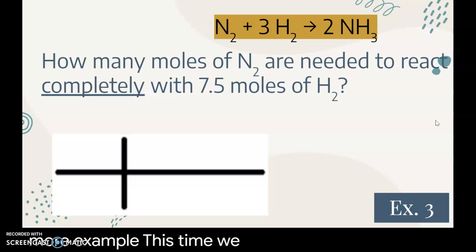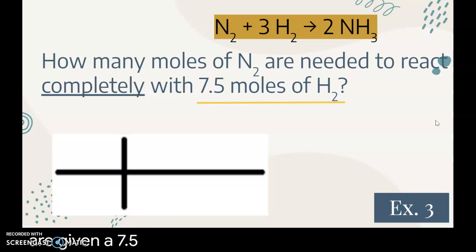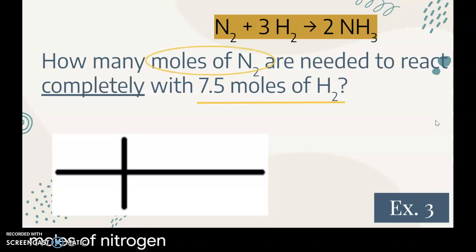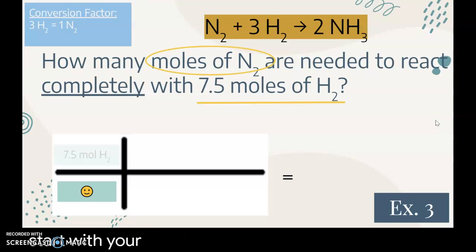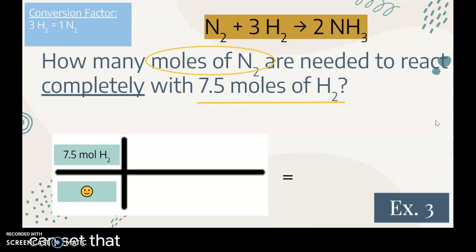So this time we're saying that we need 7.5 moles of hydrogen. So then we want to know how much nitrogen we need if we wanted to use up all of that hydrogen. So our given is 7.5 moles of hydrogen. Our wanted is moles of nitrogen. So that means our conversion factor is for every 3 H2s, we need 1 N2. So start with your given in the top left and see if you can set that one up on your own.